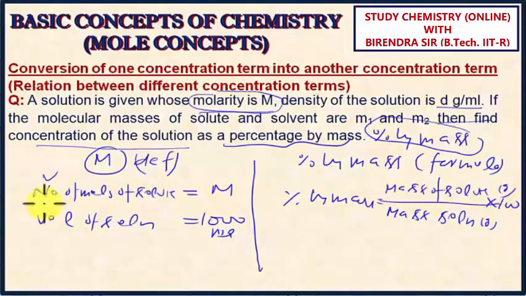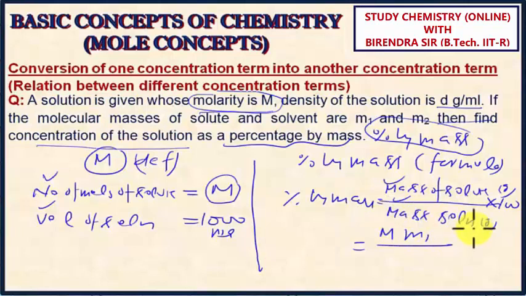So two data are written, two data you have to find. You have to convert these two data into these two. In the numerator, mass of solute is required. But what is given? Moles of solute. So how do we convert moles into mass? By multiplying by the molar mass. So it will become MM1. Number of moles into molar mass will give you mass.